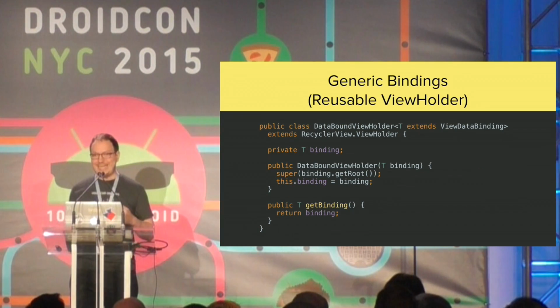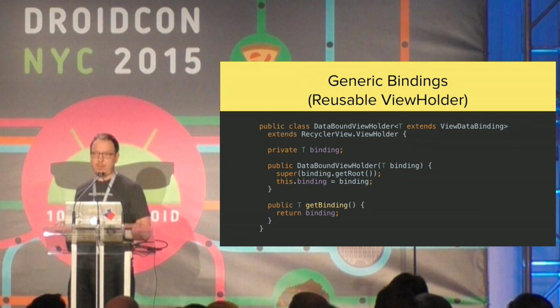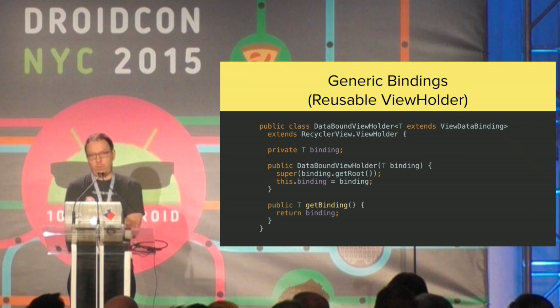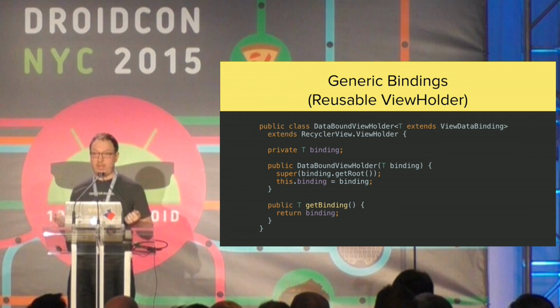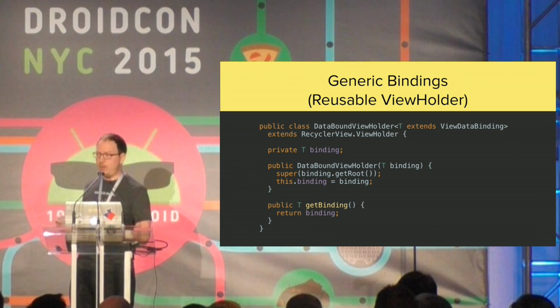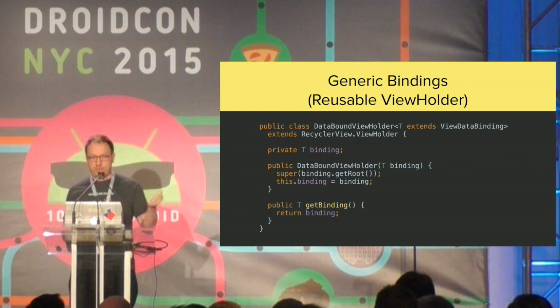So all of these binding classes that are generated inherit from the same base class. It's called ViewDataBinding. And this allows you to do some really cool stuff with generics. So whenever you create a RecyclerView instance, you need to write a view holder for it. And right in this slide, I've written an example of a view holder that uses generics, so you can reuse it for every single class. You'll never need to create another view holder again.